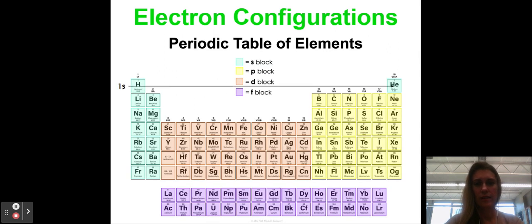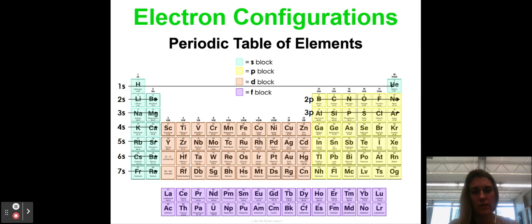All right, in addition, let's label this. I would not necessarily draw the arrow because I think it's going to get really messy, but I would write 1s to the left of hydrogen. This is 2s, 3s, 4s, 5s, 6s, and 7s. And then you have 2p, 3p, 4p, 5p, 6p, and 7p. However you need to label this in order to understand it and still be able to read the table.